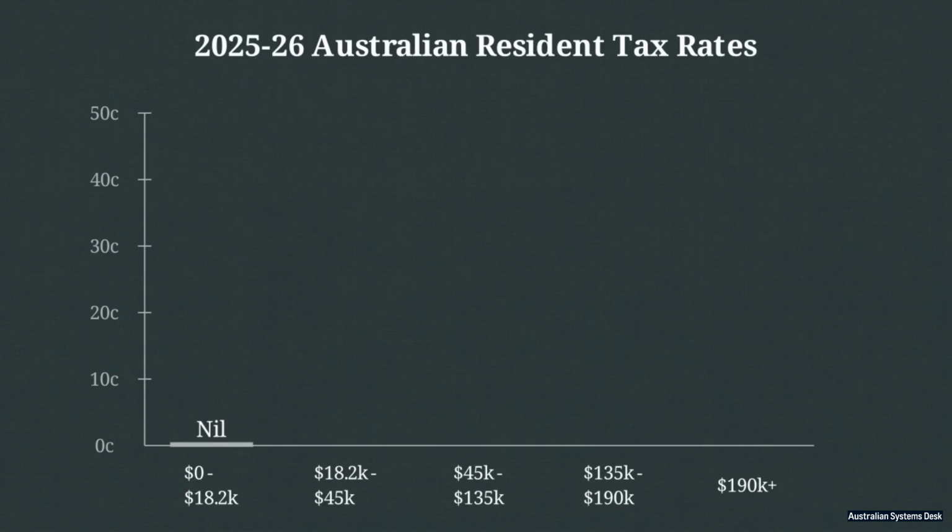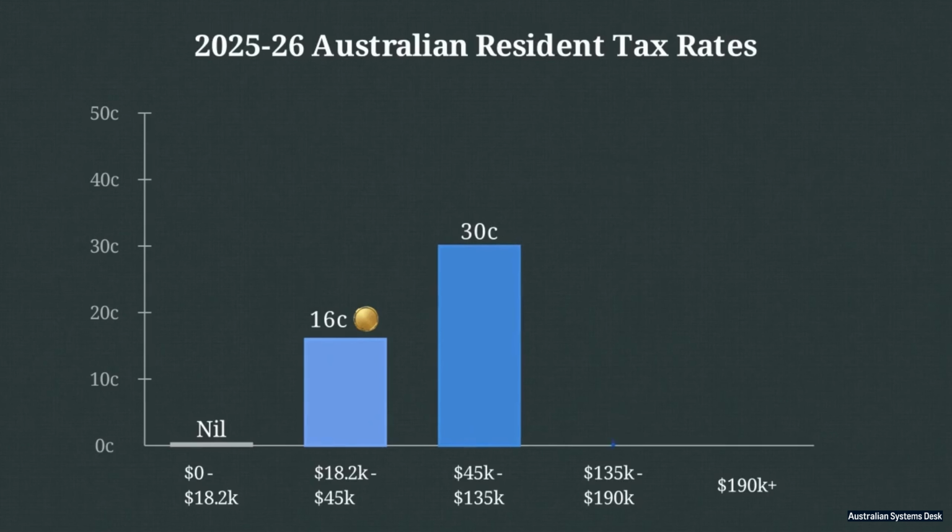As this chart shows, full-year resident individual tax rates start at nil up to that $18,200 mark. From there, it scales up, 16 cents for every dollar over $18,200, climbing through the higher brackets up to 45 cents on the dollar for income over $190,000.